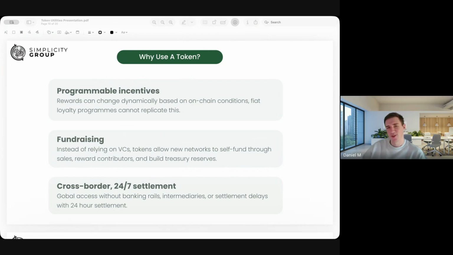So programmable money allows you to dynamically change rewards based on on-chain conditions. It gives you that composability of programmability, and that's something fiat loyalty programs cannot replicate. That is a key differentiator between on-chain loyalty programs and off-chain loyalty programs.